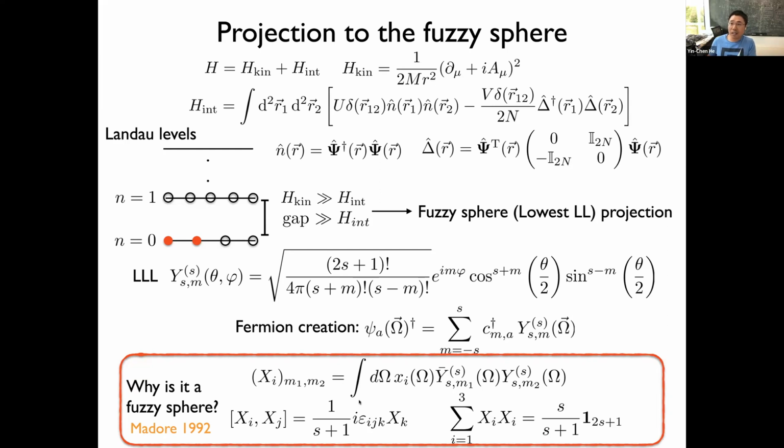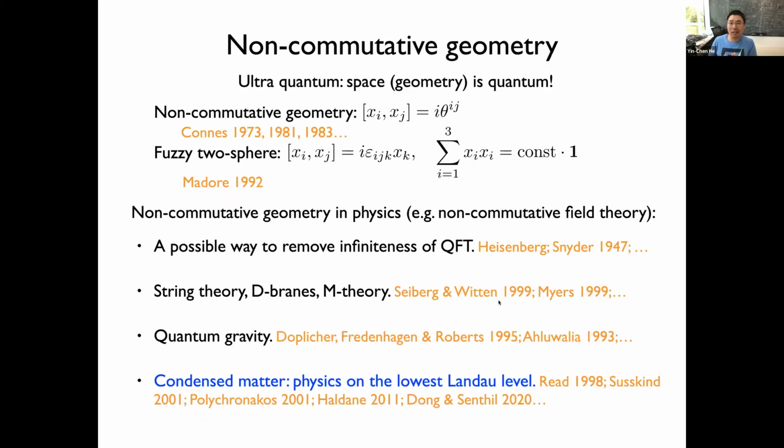And it's easy to understand why in the end you end up with a fuzzy sphere, meaning that the coordinates of the sphere are not commuting after this projection. Instead, they follow this SO3 algebra. So indeed, this type of quantum geometry, non-commutative geometry, has been considered in various different contexts in physics. The key for non-commutative geometry is that the space coordinates are not commuting. So in some sense, that's a version of ultra quantum, because the space or geometry is also quantum. And for condensed matter physics, that's really just the physics of the lowest Landau level that we are dealing with.